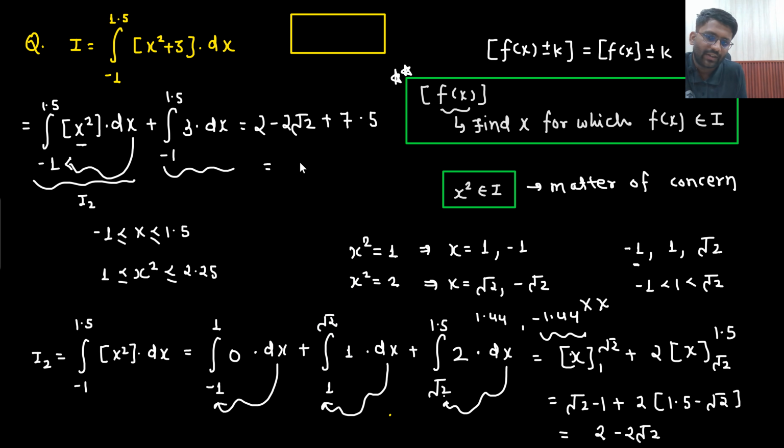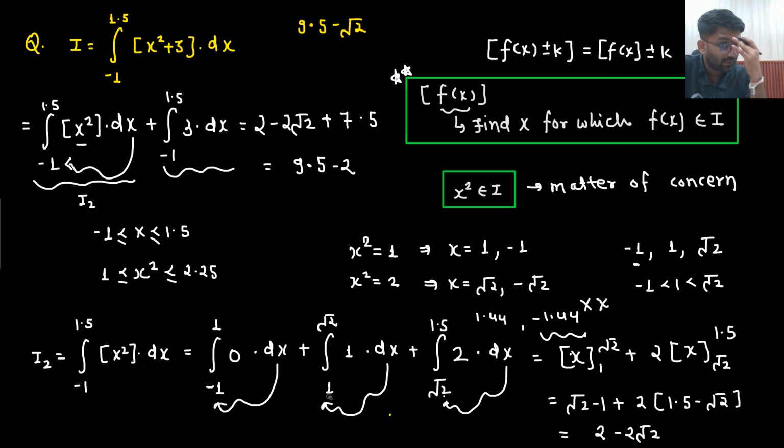So what is the answer you are getting? 9.5 minus 2 under root 2. 9.5 minus under root 2. Okay, here it was minus 2 under root 2 and plus under root 2 was also there. So it would become minus under root 2 only.